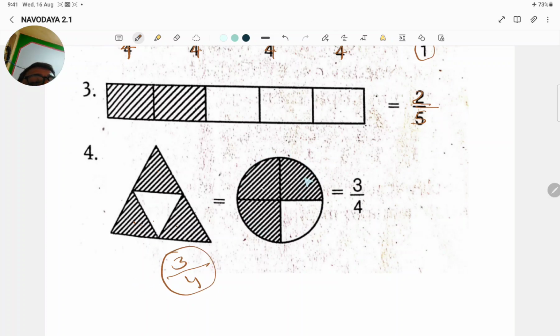Here also, how many parts are there? 4 parts are there. How many parts are shaded? 3 parts. This is 3 by 4. This represents 3 divided by 4. This also represents 3 divided by 4. I want to represent the shaded part only. Shaded part only. Okay?